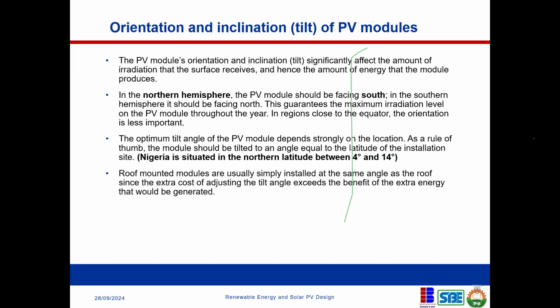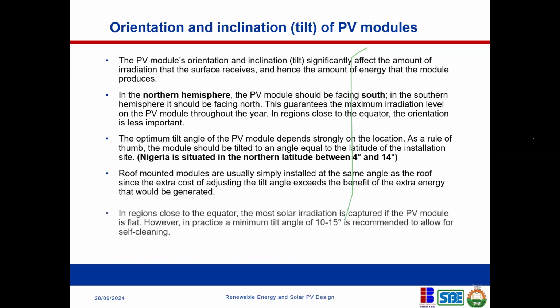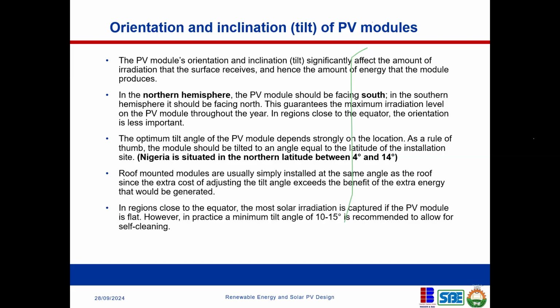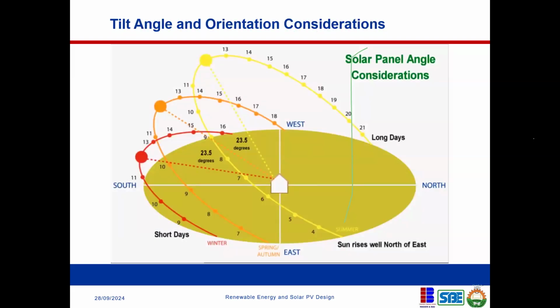Roof-mounted modules are usually simply installed at the same angle as the roof, since the extra cost of adjusting the tilt angle exceeds the benefit of extra energy that will be generated. I've already explained what this means. In regions close to the equator, the most solar irradiance is captured if the solar PV module is flat. However, in practice, a minimum tilt angle of 10 to 15 degrees is recommended to allow for self-cleaning.